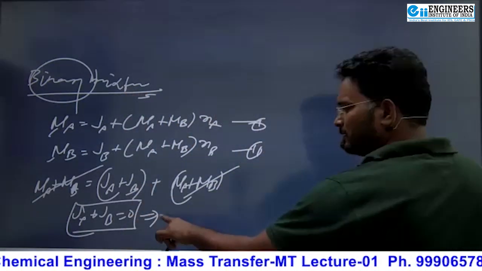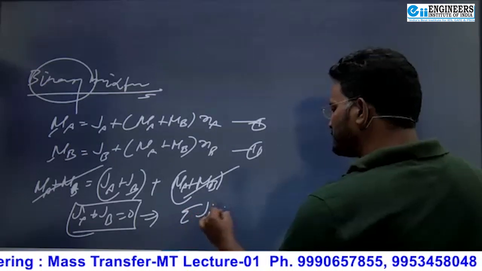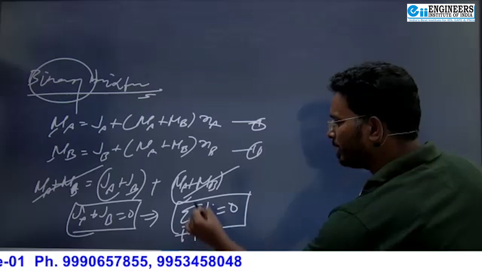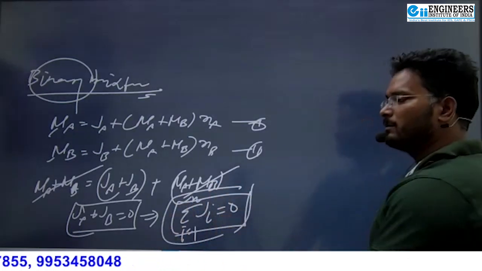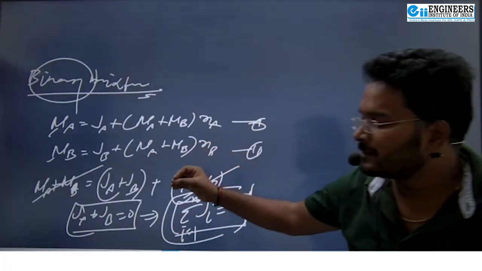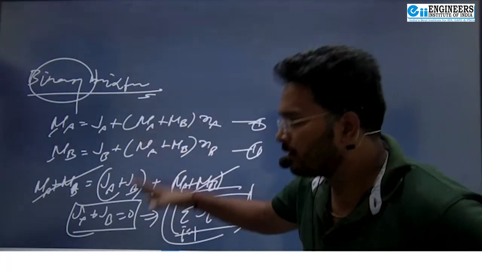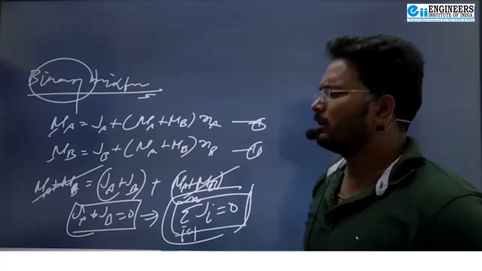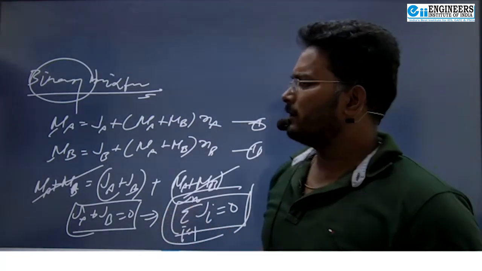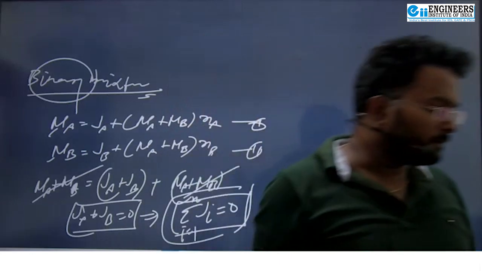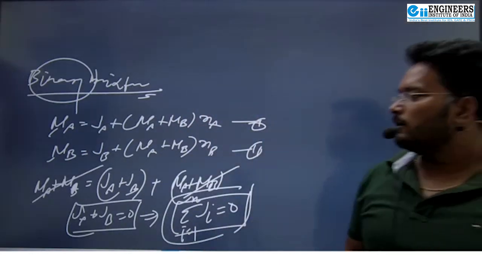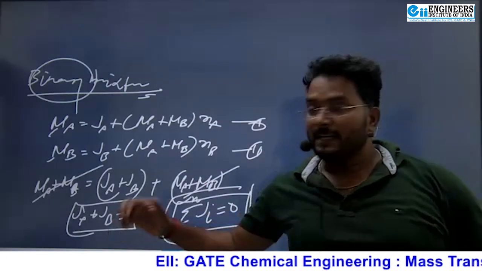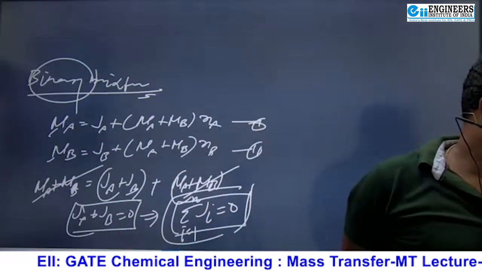Look, the summation of Ji is always 0, for i equal to 1 to n, for n number of species. Either equimolar counter diffusion, or non-equimolar, or unimolecular, in any case the summation of Ji is always 0. Yes or no? Ja plus Jb is always 0, but Ja and Jb individually can never be 0. Are you getting the point?